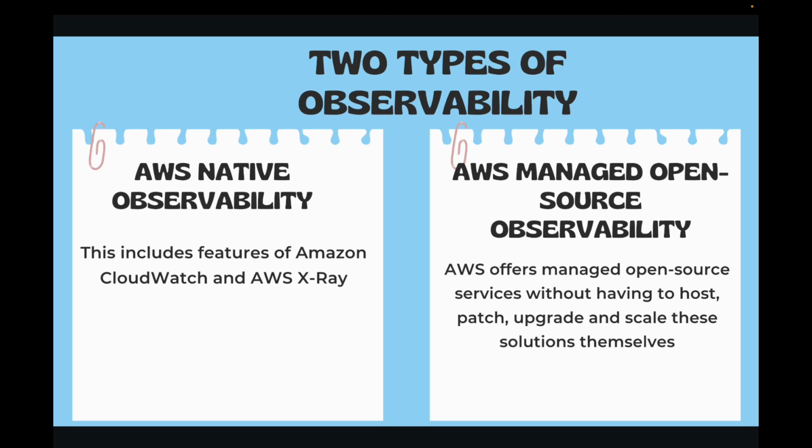So why is AWS offering managed open source? It's simple. AWS offers these services because you don't have to host the software, upgrade it, or scale these solutions yourselves. So AWS offers managed open source observability as an option if you want to use it. But it's a choice. If you already are using open source options like Grafana, you can go ahead and switch to managed open source. If you're doing it for the first time, I strongly recommend you go forward with native observability. So those are the two types.